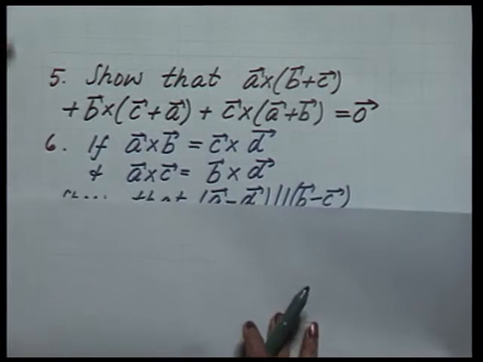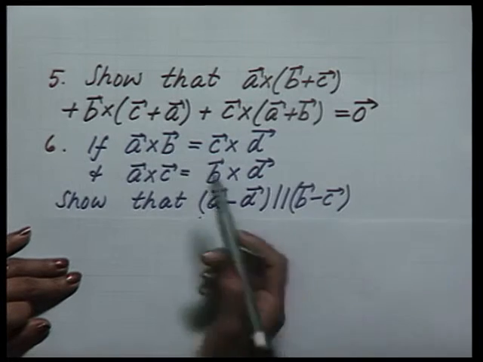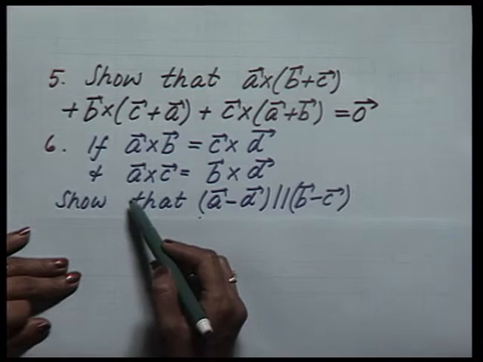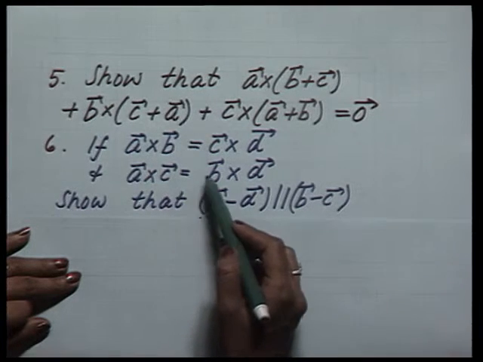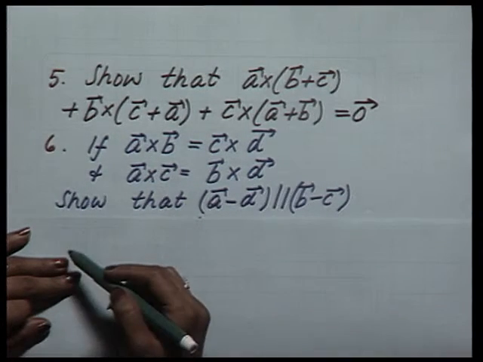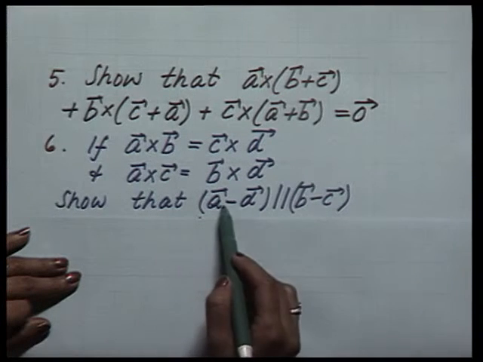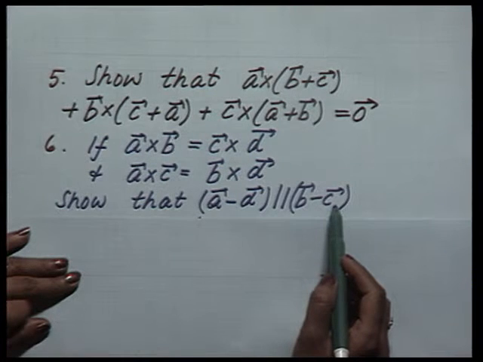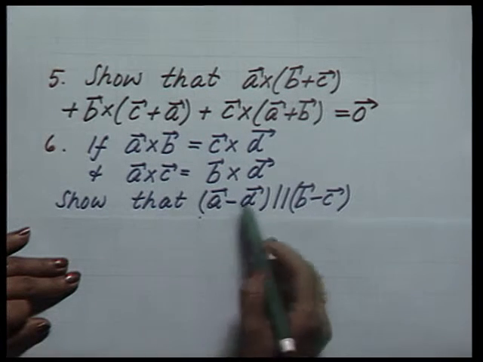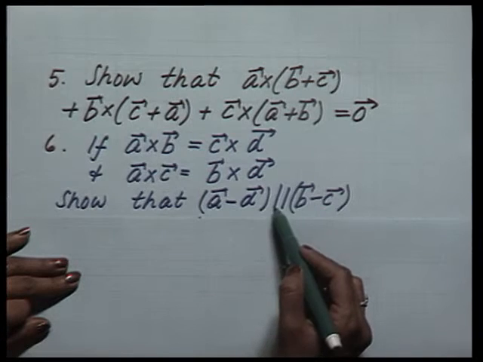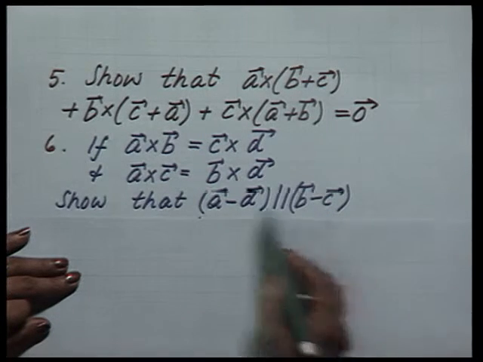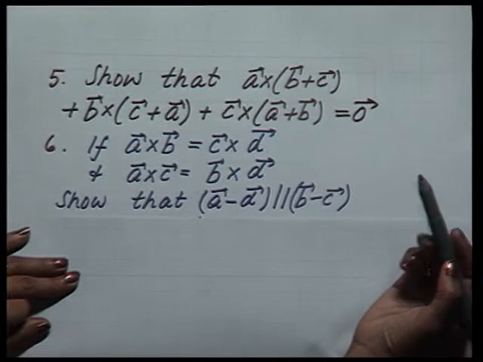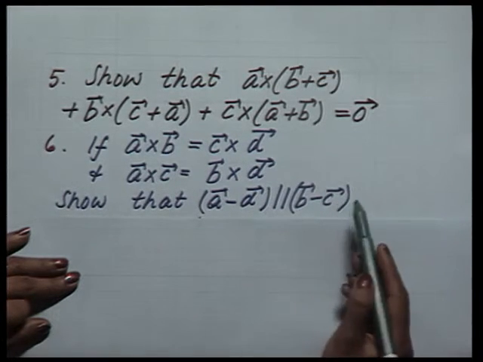Another problem, which is somewhat similar. You are given that A cross B is C cross D, and A cross C is equal to B cross D. Show that A minus D is parallel to B minus C. All that you have to do is to take the cross product of these two vectors, use your distributive law to open it out, and then use these above given facts to show that the cross product of these two is 0.